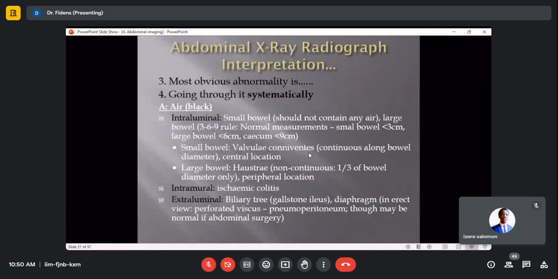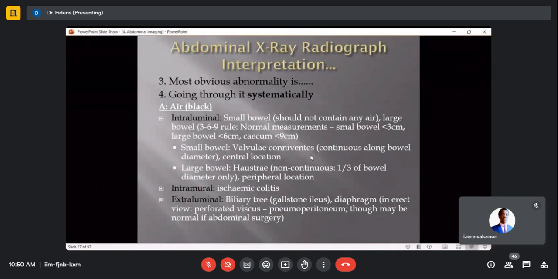You can say, this what I am seeing here, these are small bowels because they have what you call valvulae conniventes. Those are folds that are continuous along the whole diameter of the bowel. Those are not anatomy. They are folds that are crossing the whole diameter of the bowel.